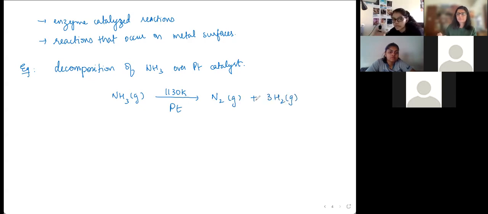So enzyme catalyzed reactions and reactions that occur on metal surfaces, all of the reactions that come under these subheadings are of zeroth order. Wouldn't say all of them, but typically most zero order reactions tend to be these sort of reactions. So they're not examples as such, but they do fall under the category. Where would you find zero order reactions? These kinds of reactions.